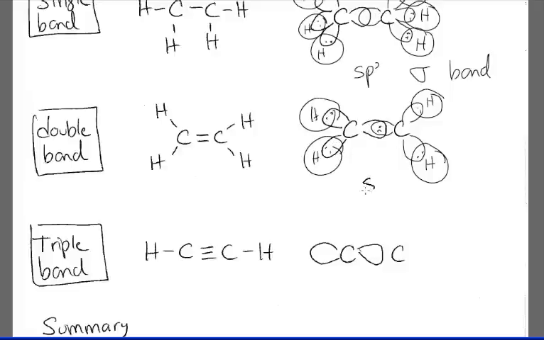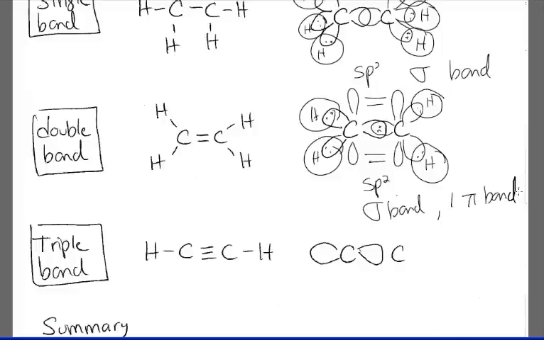All right, and this is sp2 hybridization, and that has, in addition, that p orbital that's unhybridized on each carbon. That interaction I'm drawing with lines is the pi bond. So sp2 is a sigma bond, and you also have one pi bond, which is from the p orbitals.